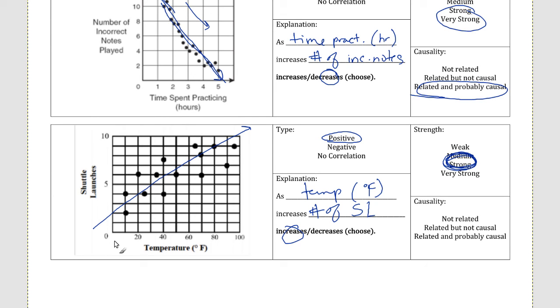I don't know what temperature has to do with shuttle launches. Maybe in the summer they have more spaceship launches. I don't think summer causes it. I think people just make that decision. So I'd say they're related, temperature, because maybe in the summer they do more, but the temperature doesn't cause the shuttle launches.